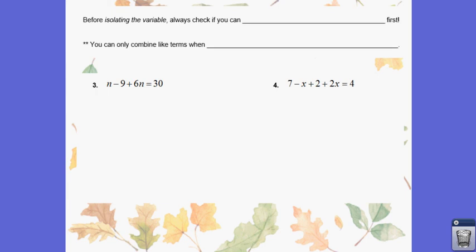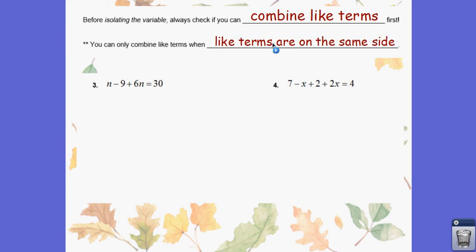The main difference in today's video lesson compared to today's lesson in class is that before isolating the variable, we want to check if we can combine like terms first. It's important to note that you can only combine like terms when like terms are on the same side, meaning the same side of the equal sign, or the same side of the wall, for those of us that like to draw our wall.